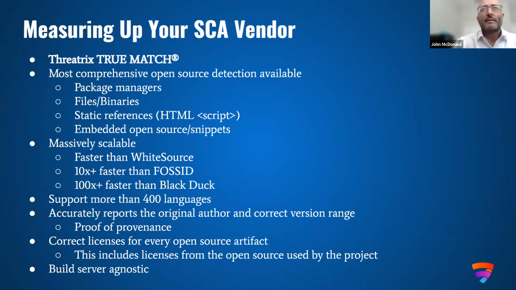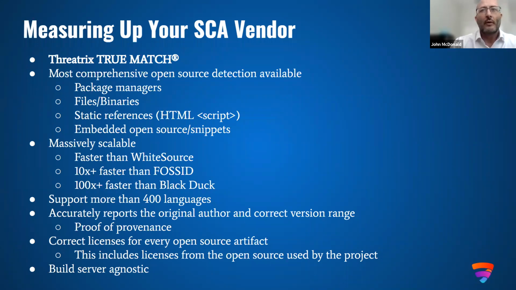Three years of research and development have culminated into TrueMatch. TrueMatch is the most comprehensive open source detection available, supporting every link in the supply chain and every method by which developers use open source. It was built from the ground up to be massively scalable to hundreds of daily builds across thousands of projects, specifically for Global 2000 customers. We can perform snippet level detection in build time more than 10 times faster than FOSS-ID and 100 times faster than Black Duck. We support more than 400 languages, with new languages added daily.